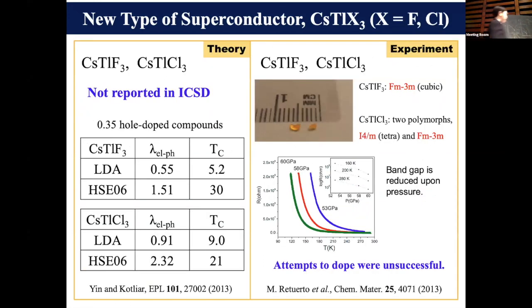So the first target materials are the thallium compounds, which are not reported in the ICSD database. Theory proposed that these compounds show quite large transition temperatures, 30 and 28 Kelvin. So these compounds were successfully synthesized in experiment, and in experiment the band gap is reduced upon pressure. It indicates that pressure drives metallicity in this compound. However, attempts to dope were not successful and superconductivity was not observed in experiment.